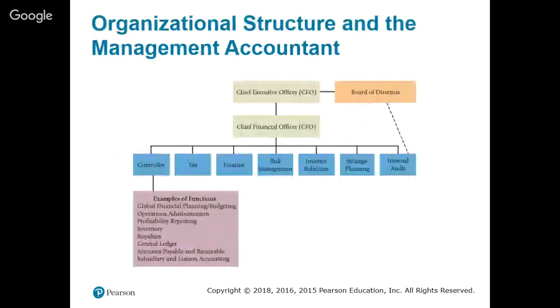So here's an example of organizational structure. We have the CEO, who reports to the board of directors. We have the CFO, which is the chief financial officer. And under the financial officer, we have the controller, tax, treasury, risk management, investor relations, strategic planning, and internal audit.